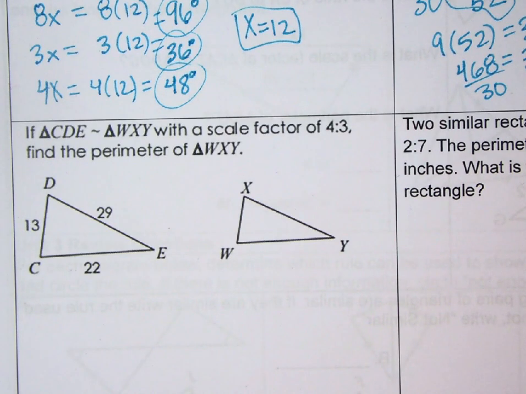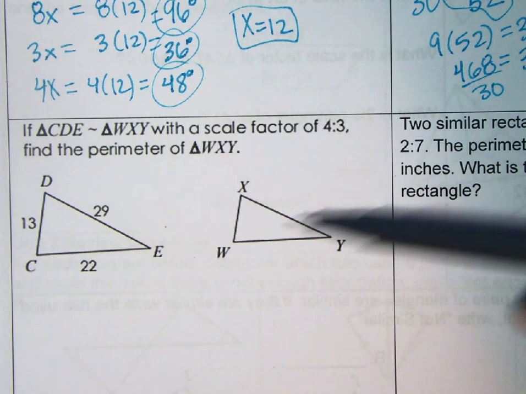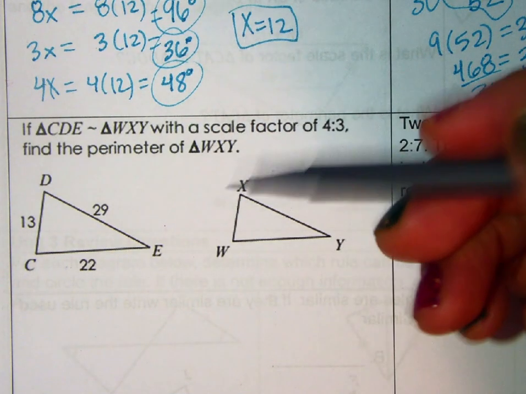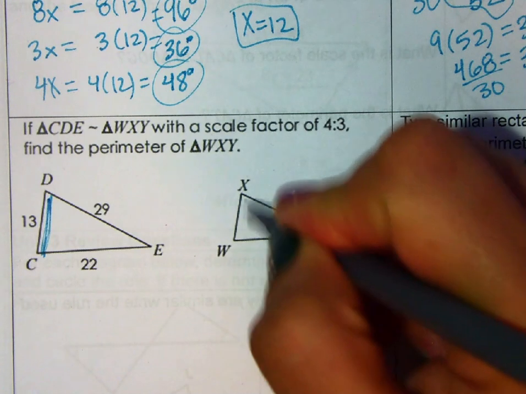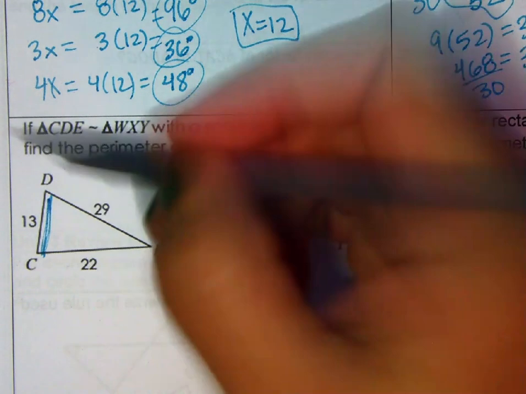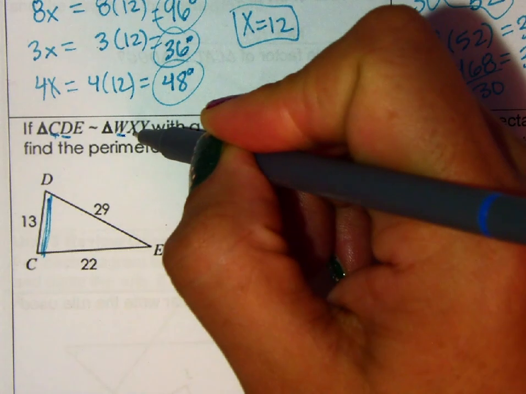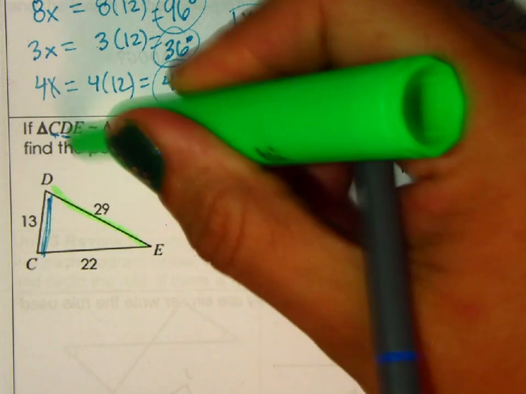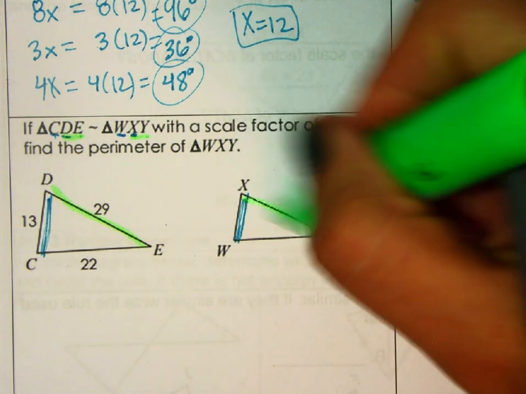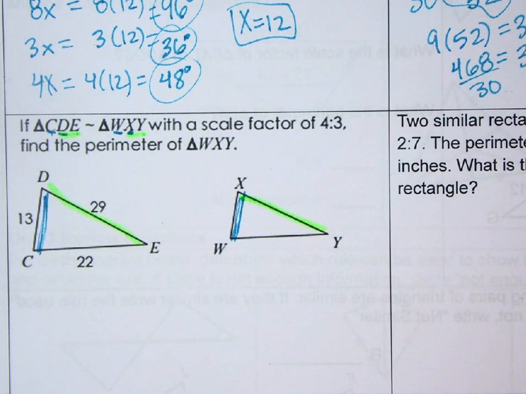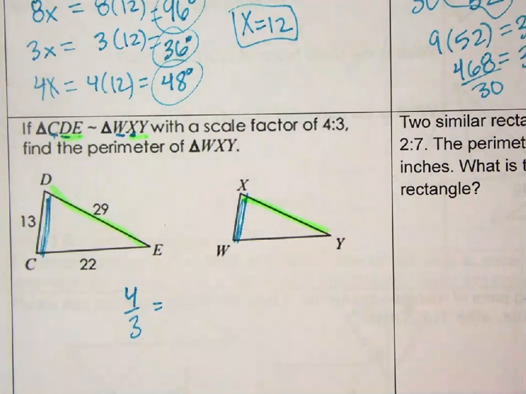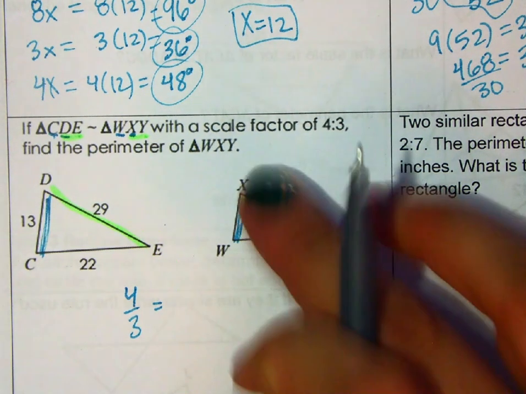All right, the next part, we have a triangle CDE, similar to WXY. So they're telling you that it's similar. So you got to find those corresponding sides. This side will correspond to this side because CD are the first two letters, and the first two letters over here are WX. And if you want to color coordinate, you can do DE, next two letters, XY. And then obviously that third side is the other similar one. So what they're saying is that the scale factor from one to the other is 4:3. So we're going to write 4:3. And then they're saying that find the perimeter of WXY.